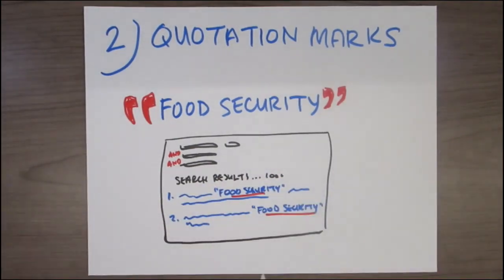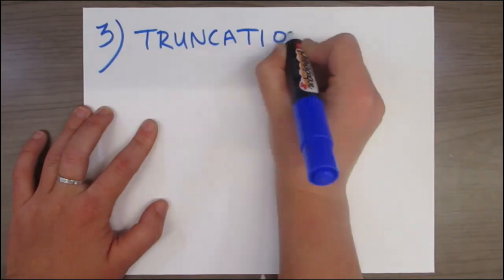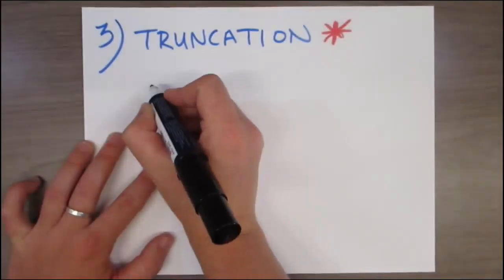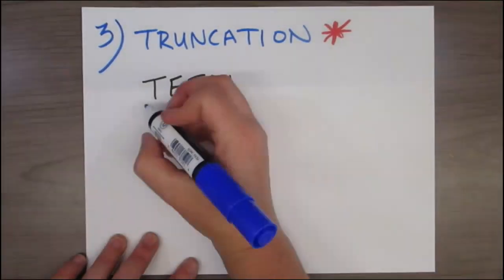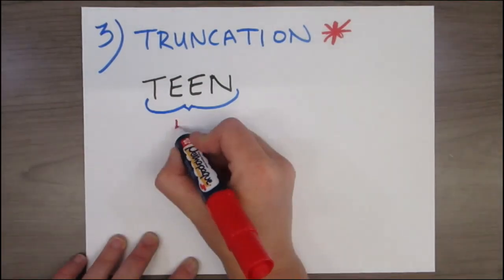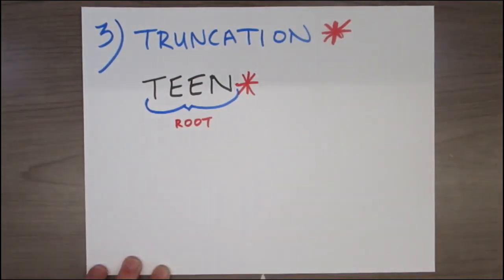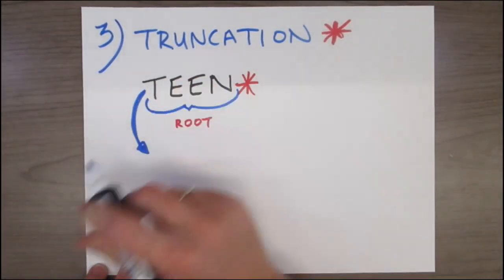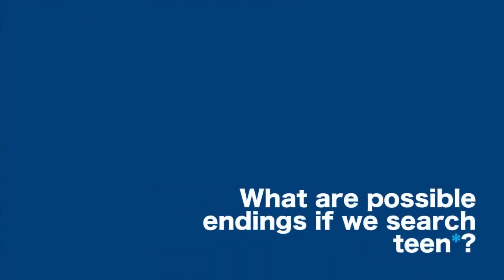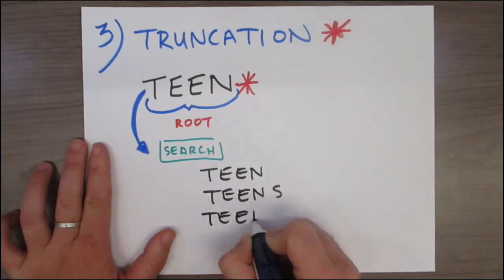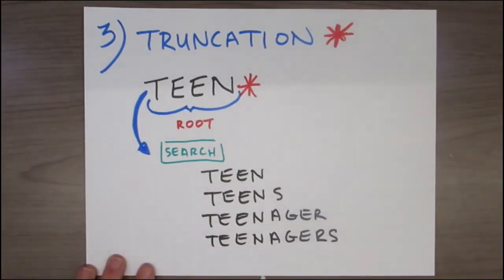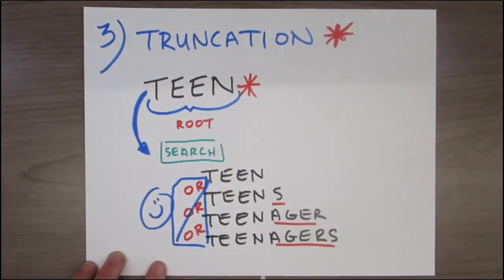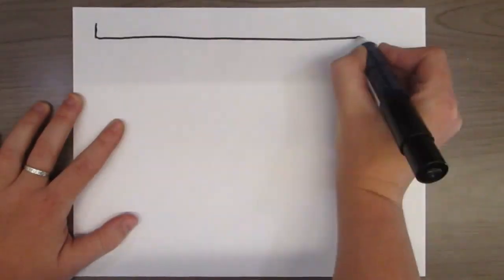Truncation involves the use of the asterisk or star symbol and comes at the end of your root word. It's helpful if you are searching with a keyword that might have different endings. For example, using the star symbol at the end of the word teen. Can you think of some variations of the ending of this word that this tip would search for? We would get teen or teens or teenager or teenagers without having to type in each word using the OR search operator. So what might our search string look like incorporating these tips?